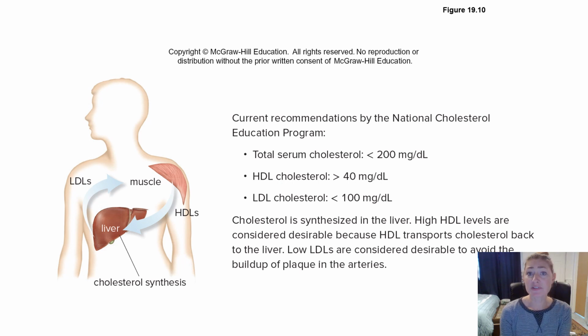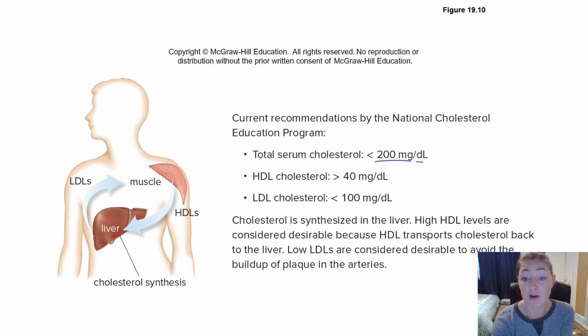Again, 25% comes from your diet. Your liver is making the rest. So if your liver is making a ton of cholesterol already, you definitely don't want to take in even more from your diet. So if you were to get a lipid panel done, the National Cholesterol Education Program is going to recommend that your total serum cholesterol be less than 200 milligrams per deciliter.